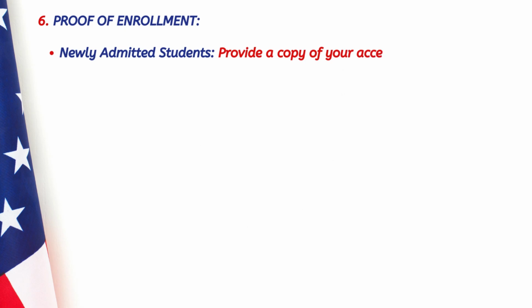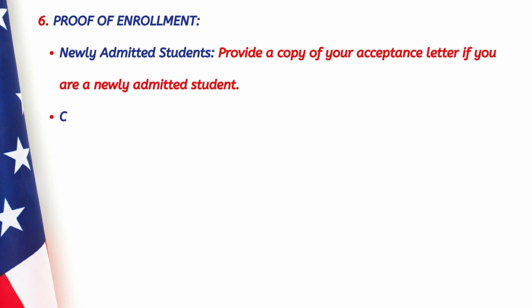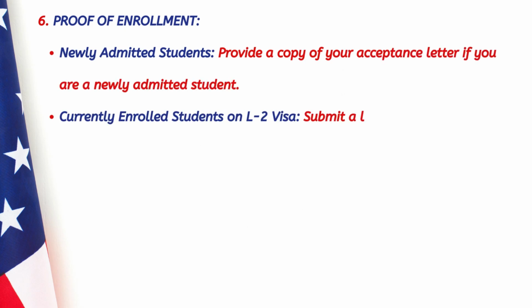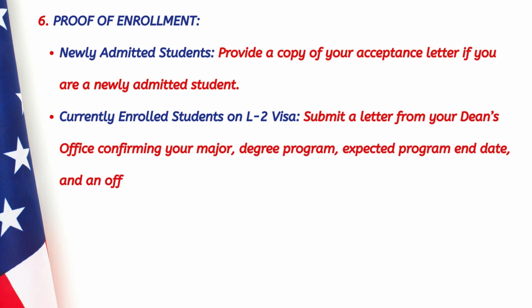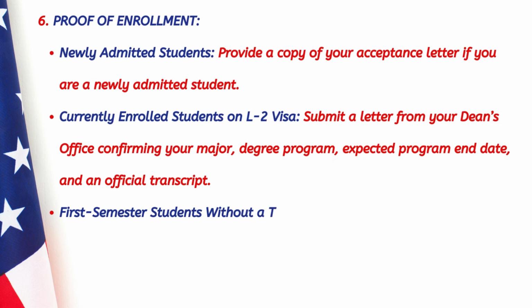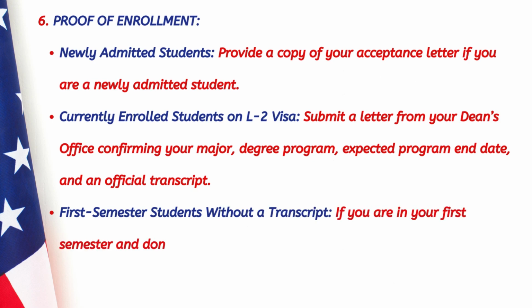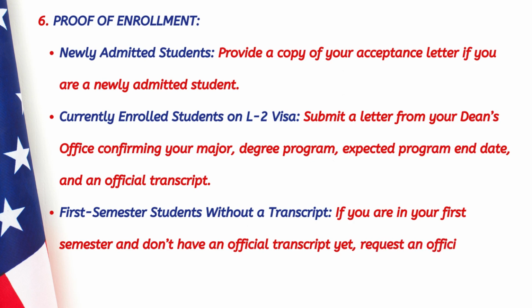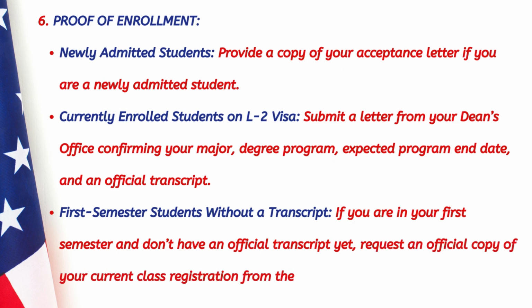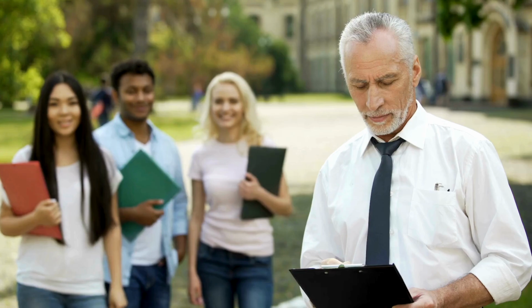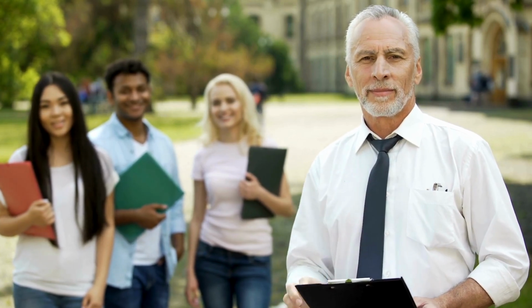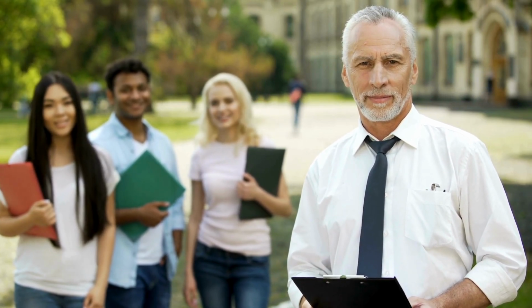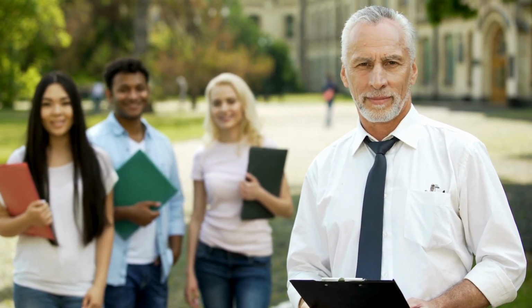Next document is proof of enrollment. If you are a newly admitted student, then you must provide a copy of your acceptance letter. If you're already enrolled in a university on L-2 visa, then submit a letter from your dean's office confirming your major, degree program, expected program end date, and an official transcript. If you are in your first semester and do not yet have an official transcript, then make sure to request an official copy of your current class registration from the registrar of your college.